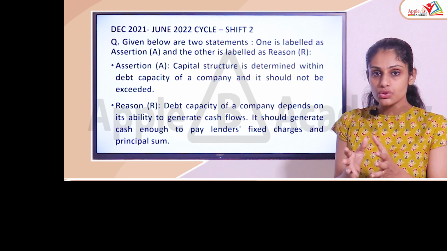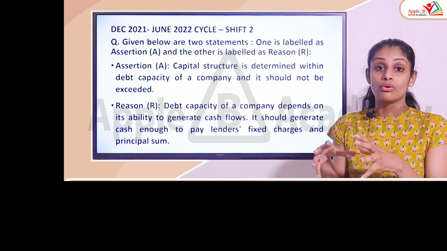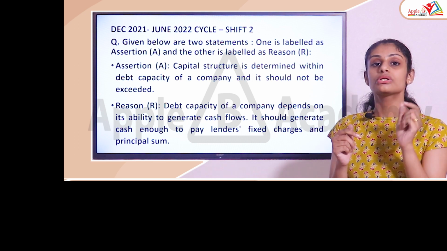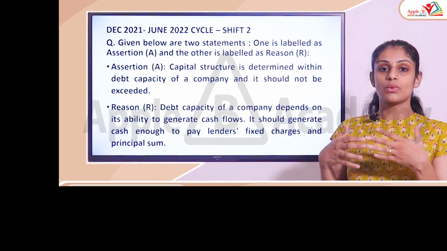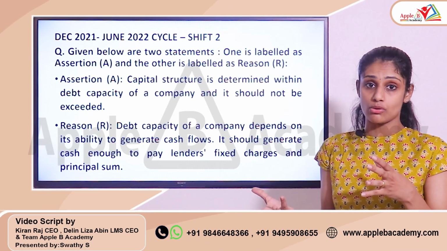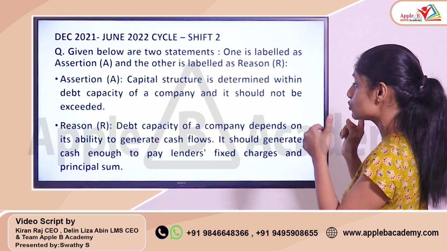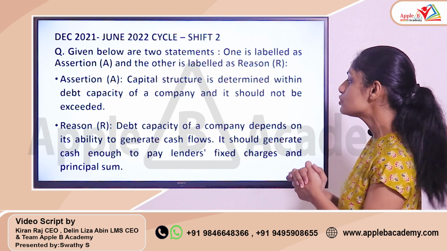So when you are considering the debt proportion that you are going to apply in your capital structure, you should consider the debt capacity of that particular firm. That means when we take this much debt, whether we are able to repay this amount. That's important, so you need to consider that. That is given in the assertion. So the assertion is correct. What about the reason?